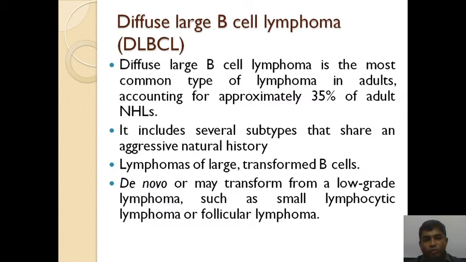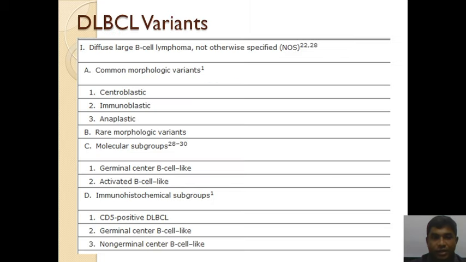Next, we'll quickly go through DLBCL, which is not included in the topic of CLPDs, but because there is no separate class, I will just highlight a few important features. It is a lymphoma which is common in adults, accounting for 35% of the adult non-Hodgkin's lymphomas. There are several subtypes in this, so this is a broad category for different subtypes of lymphomas. What is common to them is the presence of large sized and aggressive looking B cells and an aggressive clinical course. Based on morphology, it could be centroblastic, immunoblastic, or rare morphological subgroups.